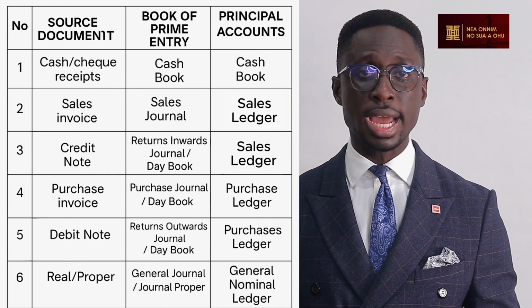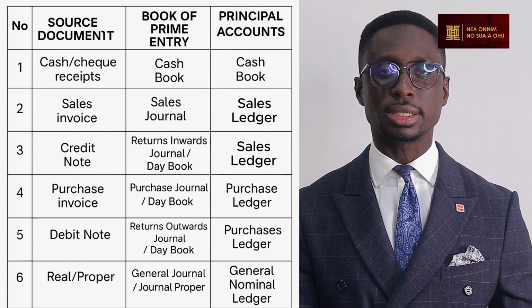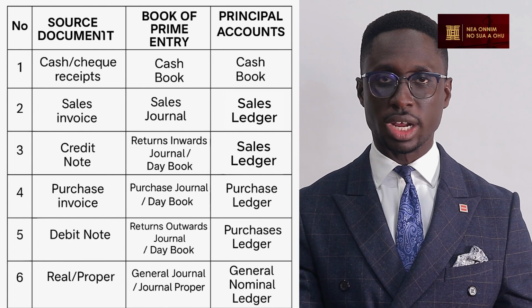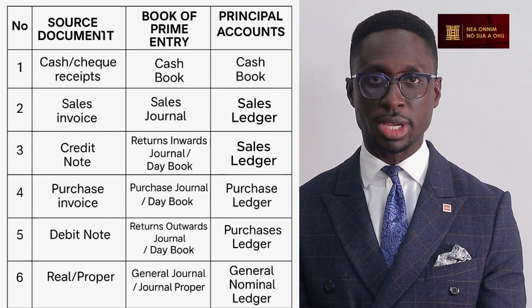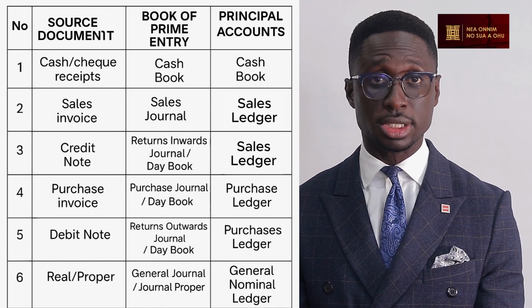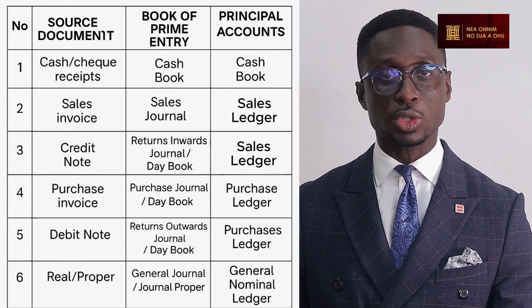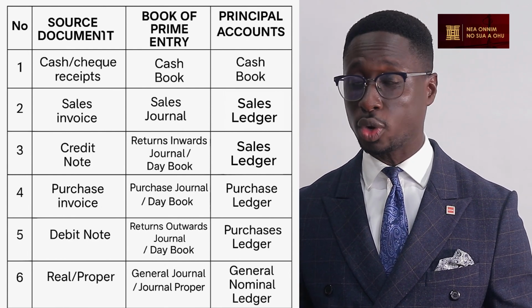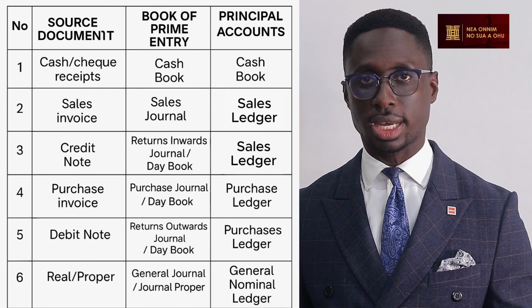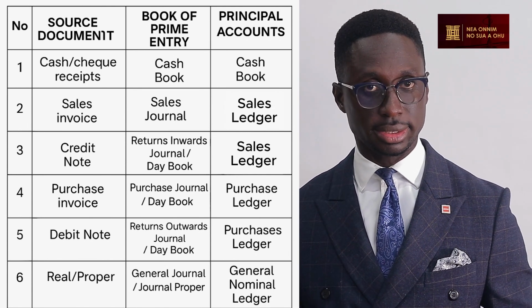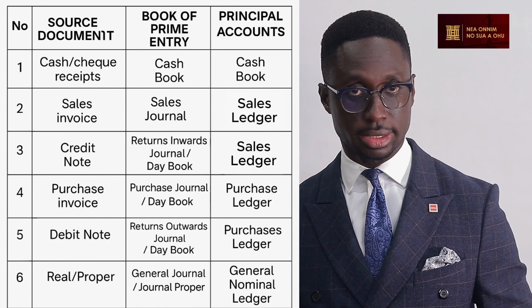Good. Now, let's look at the purchase invoice. The purchase invoice would have been recorded in the book of prime entry, which is the purchases day book or purchases journal. Good. So now its principal book of accounts is what? Exactly. The purchases what? Ledger. The purchases ledger. All right.